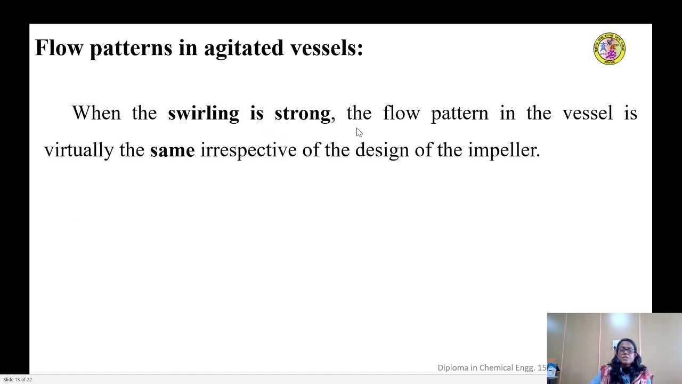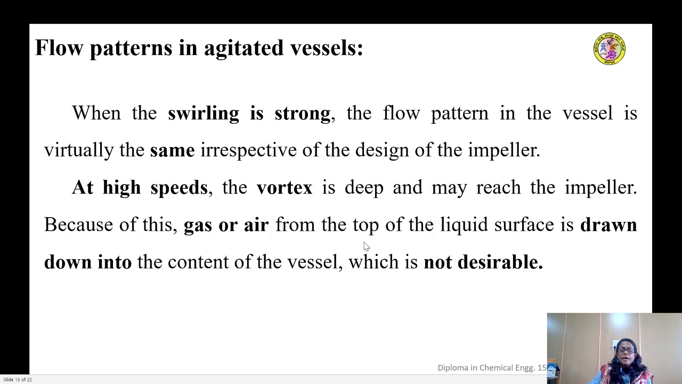When the swirling motion is strong, the flow pattern in the vessel is virtually the same irrespective of the design of the impeller. So at high speeds, the vortex is deep and may reach the impeller. Because of this, air or gas from the top of the liquid surface is drawn into the content of the vessel, which is not desirable.